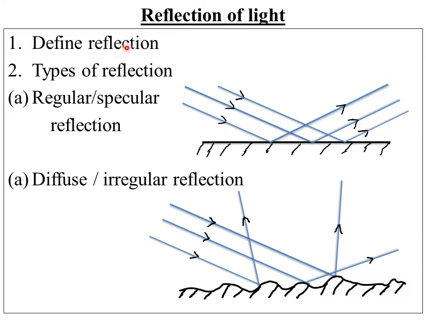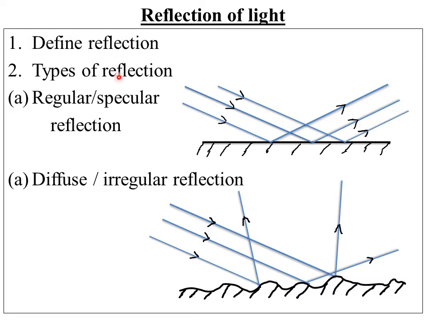What is reflection? Reflection refers to the act of bouncing light through the same angle after hitting a given surface, such as a plane mirror. We are saying that reflection is the act of bouncing light through the same angle after hitting a given surface, such as a plane mirror.